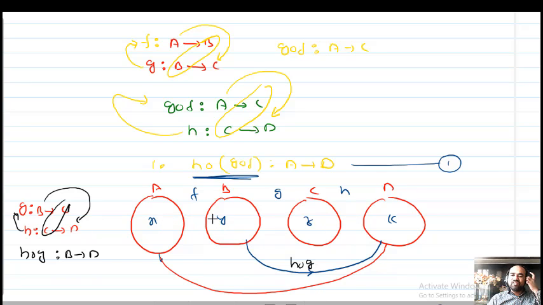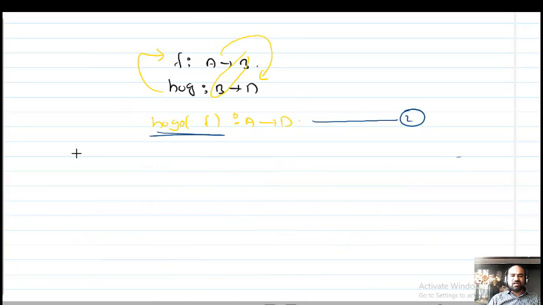What is y? y is the image of x under f. I will write here: y is f of x. What is z? z is g of y. What is k? k is h of z. These help us check whether those two are equal or not.